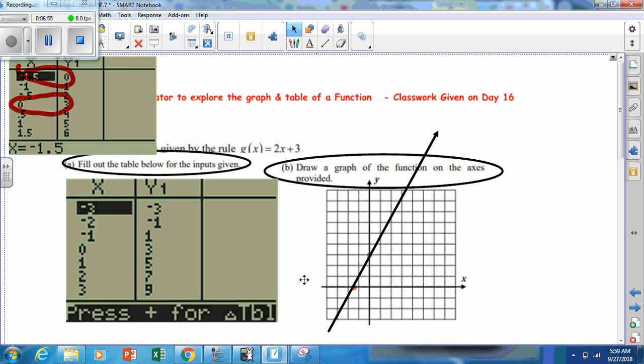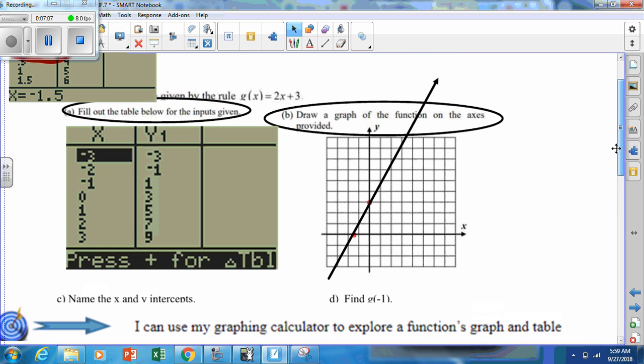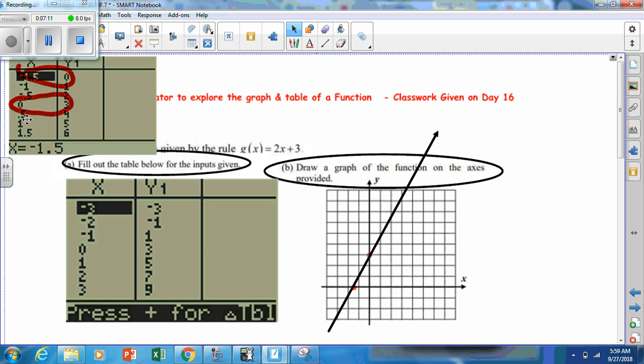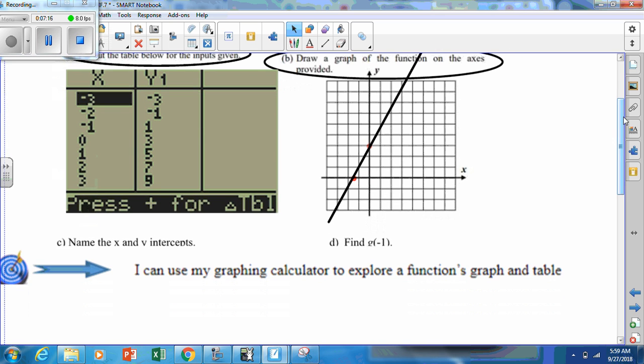All right. Have we identified our x and y intercepts? I think we have. Our x and y intercepts are right here. Okay. All right. And finally, what is the value of y when x is -1? Well, when x is -1, y is 1. We are good to go. We've gotten all the key pieces addressed in this particular question.